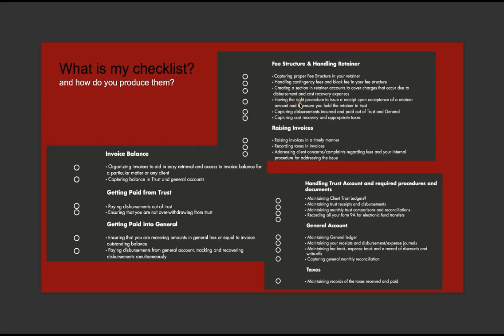And then having the right procedure to issue a receipt, they're going to check that. So you can have a sample for that, right? Capturing disbursements incurred and paid out of trust and general, right? These will be there in your trust ledgers. And capturing cost recovery on appropriate taxes. Now, these are the things that they're going to look for. Let's pay a little bit more attention to the last two lines. Capturing disbursements incurred and paid out of trust and general.